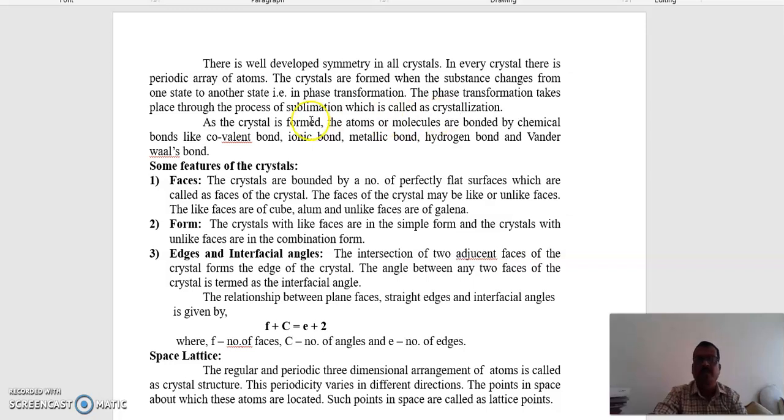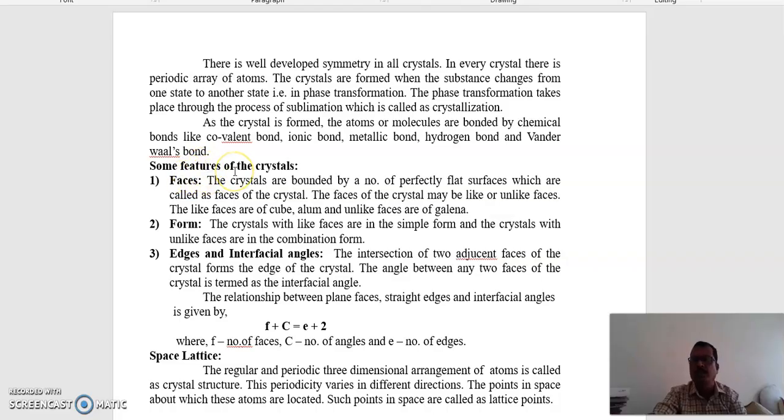Remember this for multiple choice. As the crystal is formed, the atoms or molecules are bonded by different chemical bonds, which are covalent bond, ionic bond, metallic bond, hydrogen bond, and van der Waals bond.